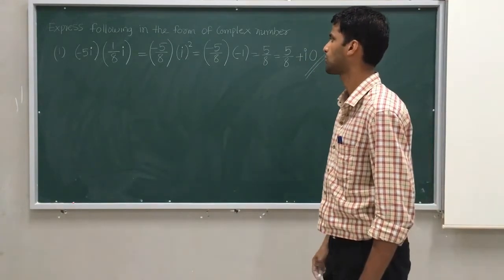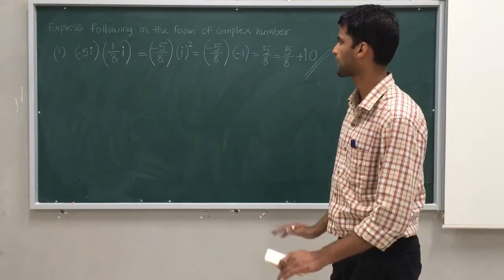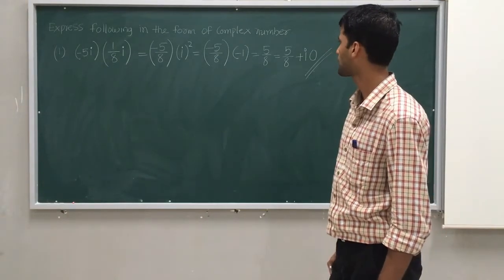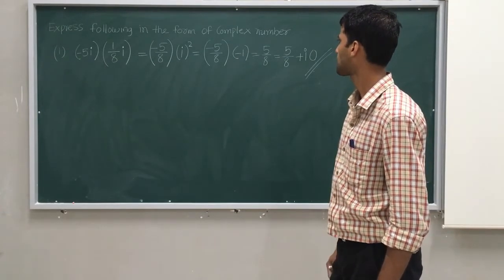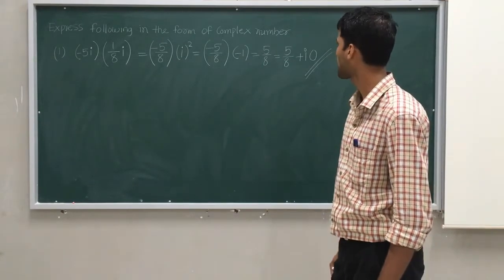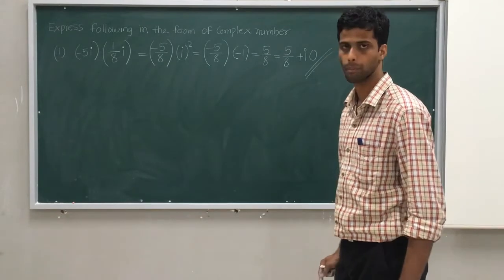Minus 5i times 1 by 8i. What did I do? I took the numbers on one side, which is minus 5 by 8. Then I multiplied i with i, which is i square. I know that i square is minus 1, so I multiplied minus with minus, and it becomes plus 5 by 8. Since they expect a complex form, it is 5 by 8 plus i times 0. So that is question number 1.